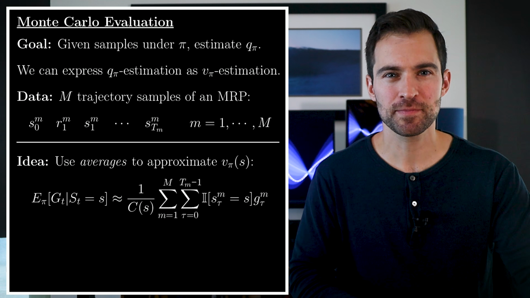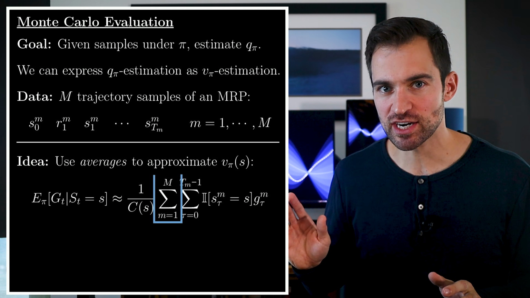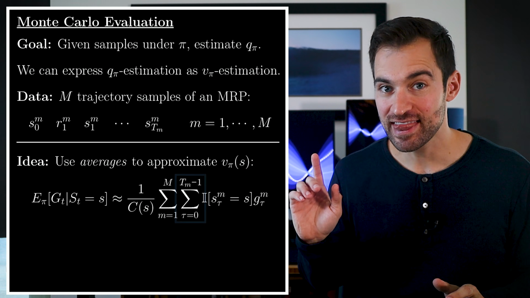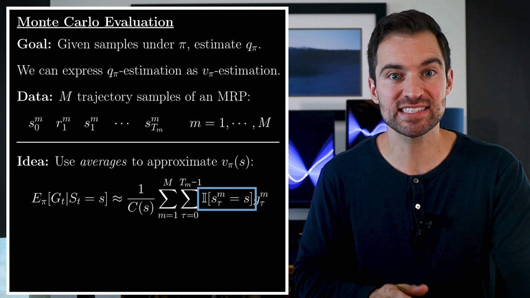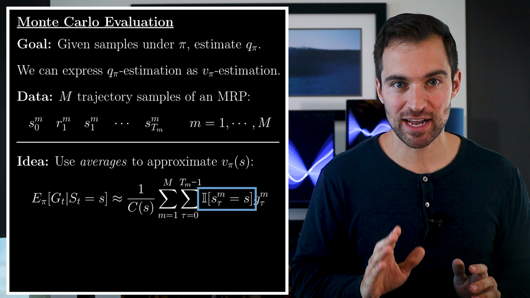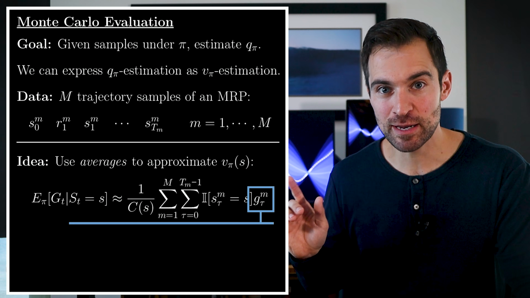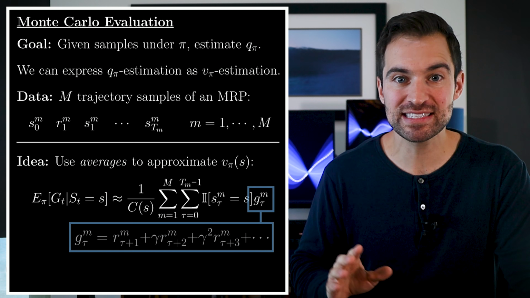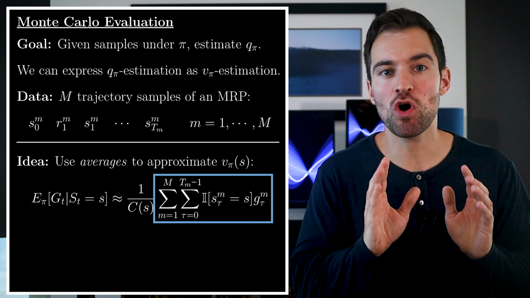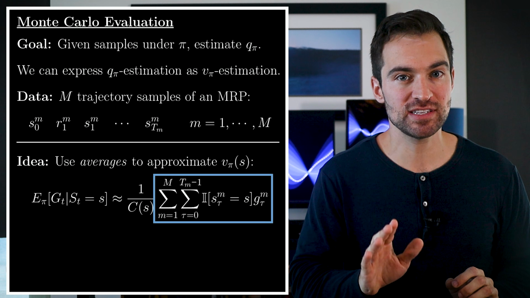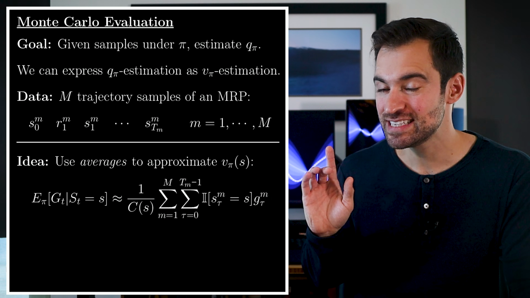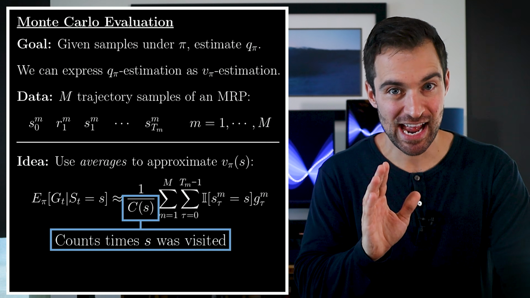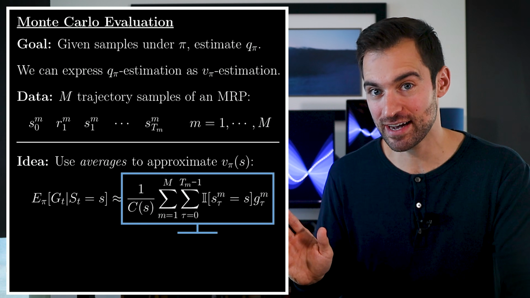Let's break it down. First, we're summing over all trajectories and each time step within those trajectories. This indicator selects out state S, the state whose value we're trying to calculate. This is the sample return at time tau from the mth trajectory. And that means this whole thing is the sum of all returns in the data that followed state S. Finally, C(S) just counts how many times state S was visited, and that gives us our estimate, V(S).